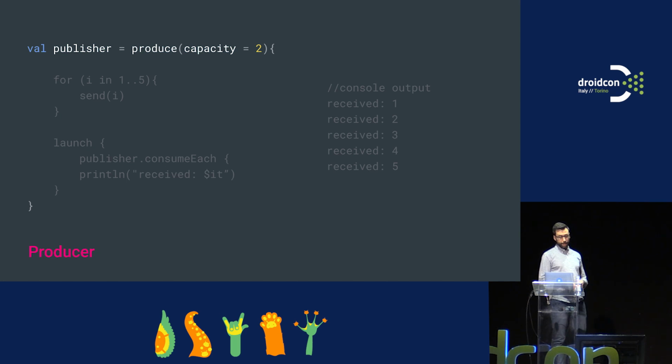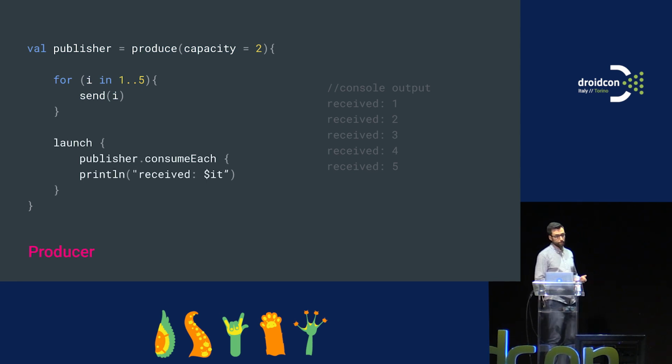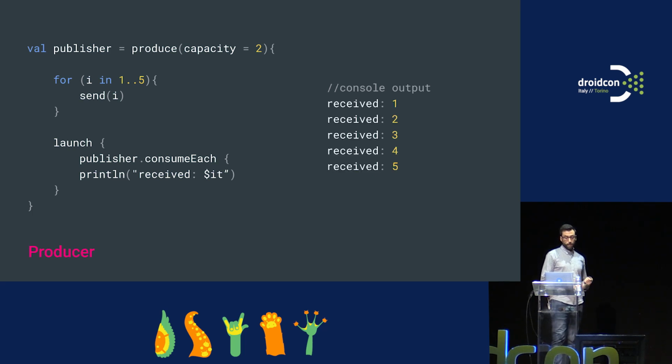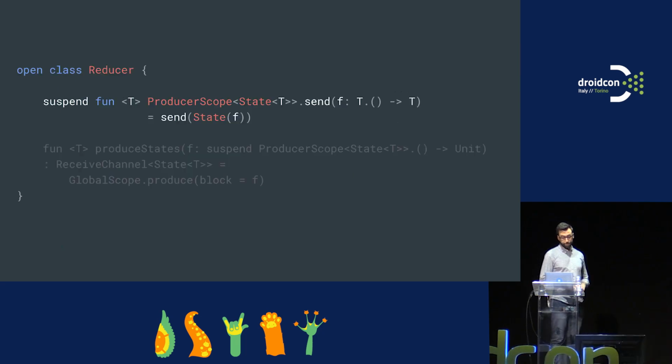So in this example, we'll have this producer. We will define the capacity as 2. And what we're going to do is, for the same code as before, for every number from 1 to 5, you're going to send it to the producer. It's going to be the channel. And then on the other side, we have a coroutine that's going to listen to that channel. It's going to consume each one of those events and ensure that we are receiving them. In the end, the outputs will be the same. So how does that look in our case?